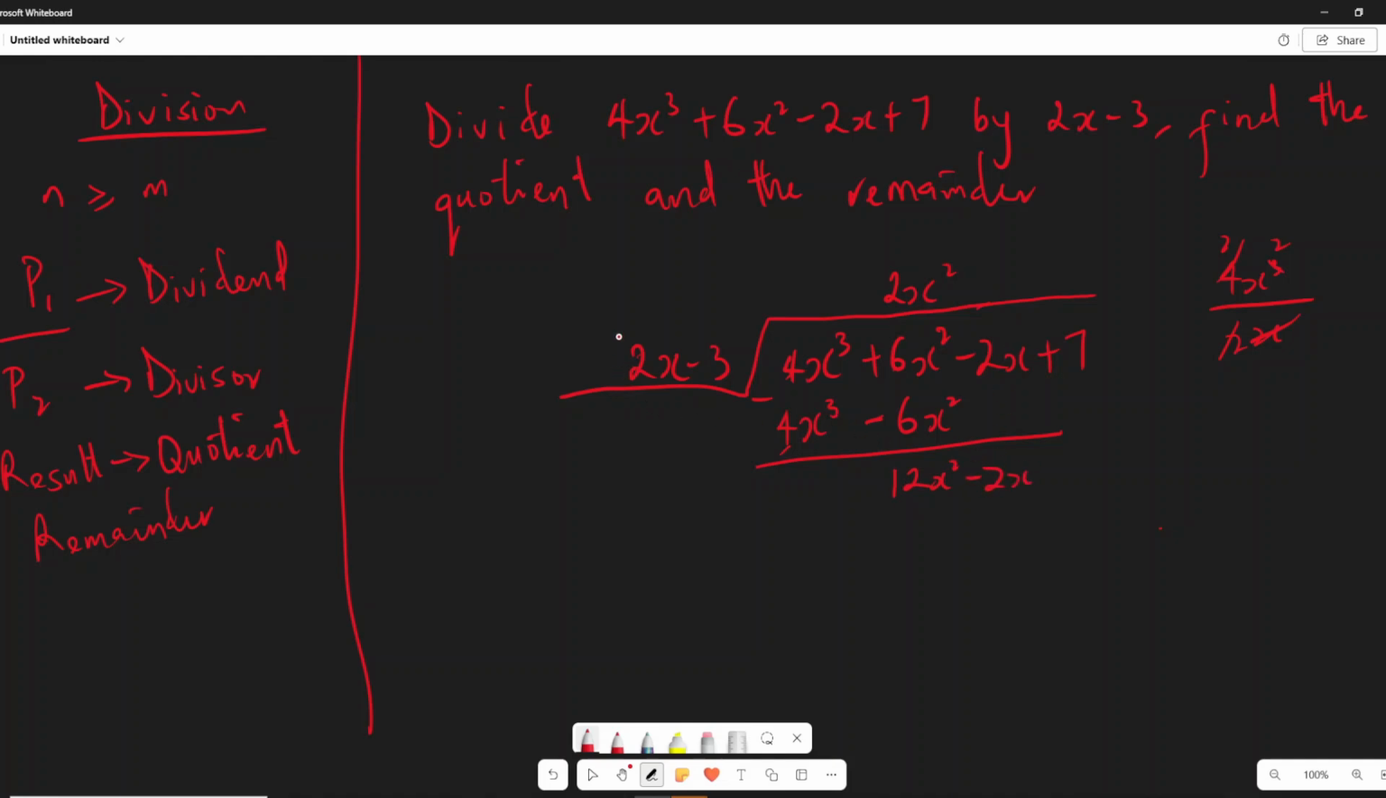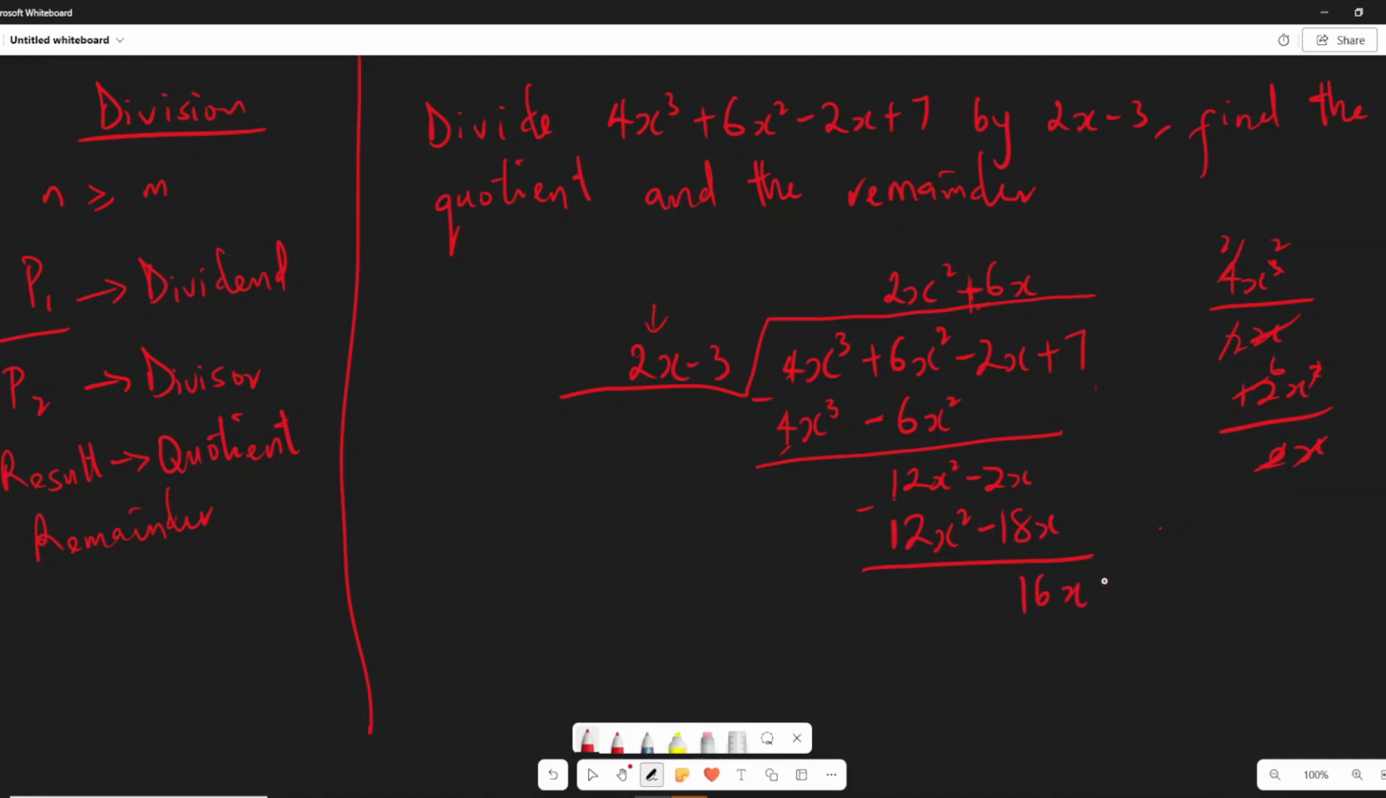The next thing we do is repeat the same process. 12x squared divided by 2x, this 2x here. Alright, so this will be 6, and this is removing one of x, so that's plus 6x. 6x times 2x is 12x squared. 6x times just minus 3, that's minus 18x. So if you subtract 12, well cancel 12, and then we have minus 12 minus minus 18, which is minus 12 plus 18. That's going to give you 16x.